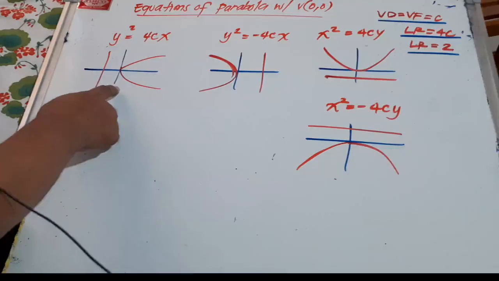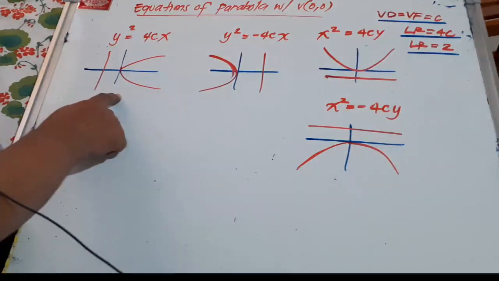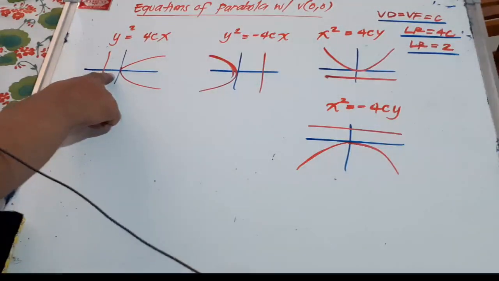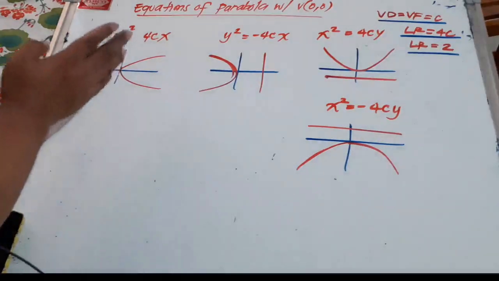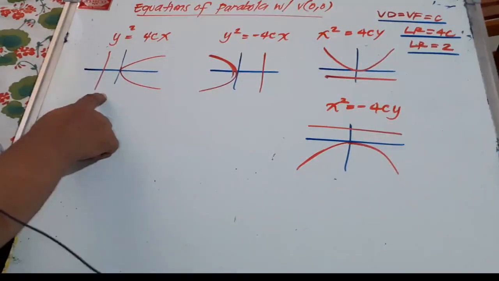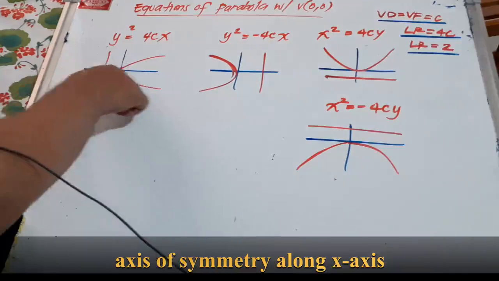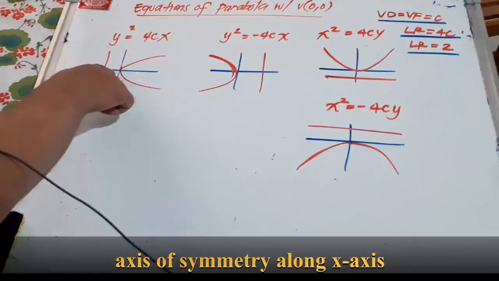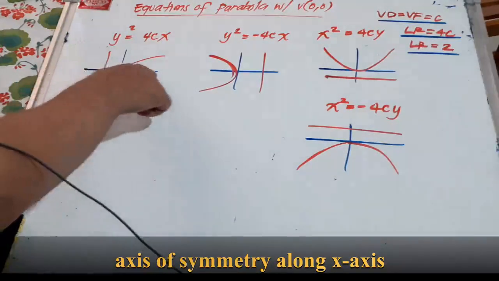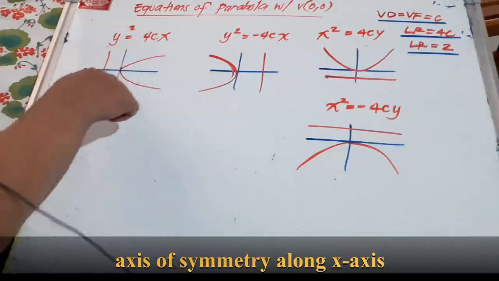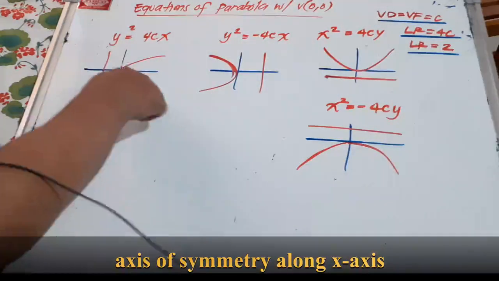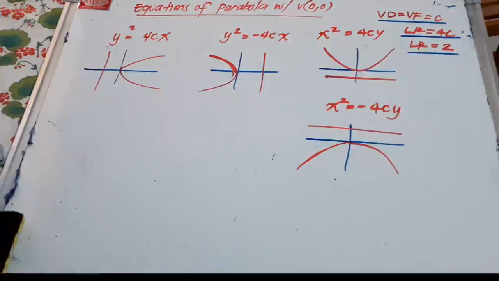parabola is this one. The vertex at the origin, the directrix located on the left side of the y-axis, axis of symmetry that will pass through the focus and vertex of the parabola is at the x-axis, and the curve opens to the right. Okay?